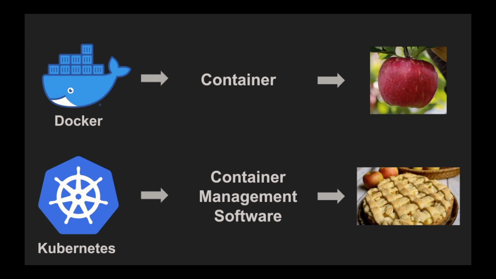So it is never apple versus apple pie, right? It is always that apple goes inside an apple pie. Similarly, we have Docker, which is a container, and then we have a container management software, which is Kubernetes. So Docker containers run within Kubernetes.